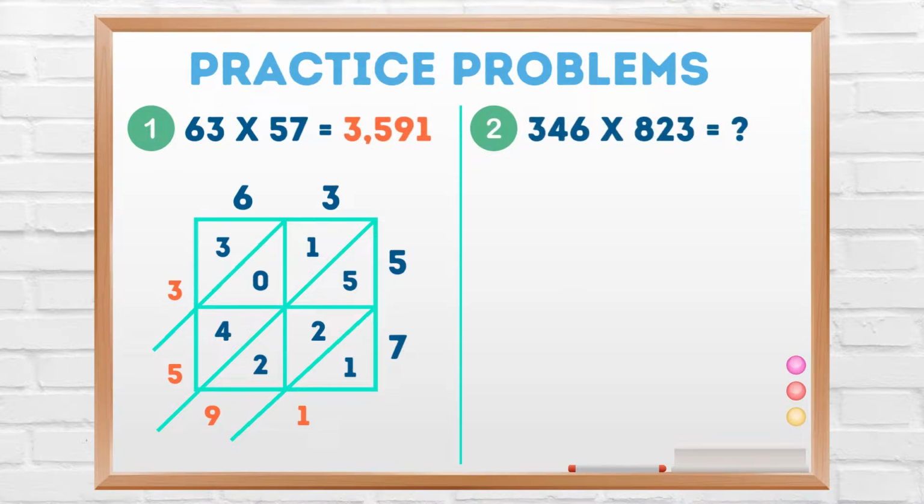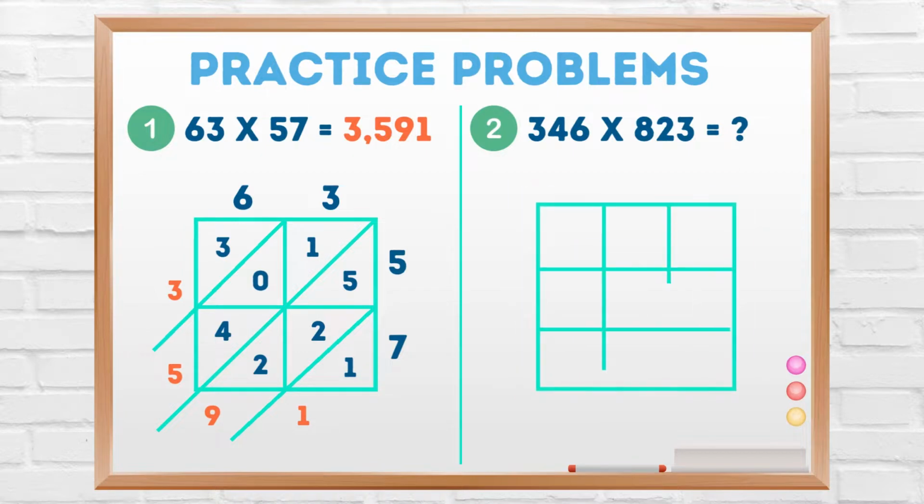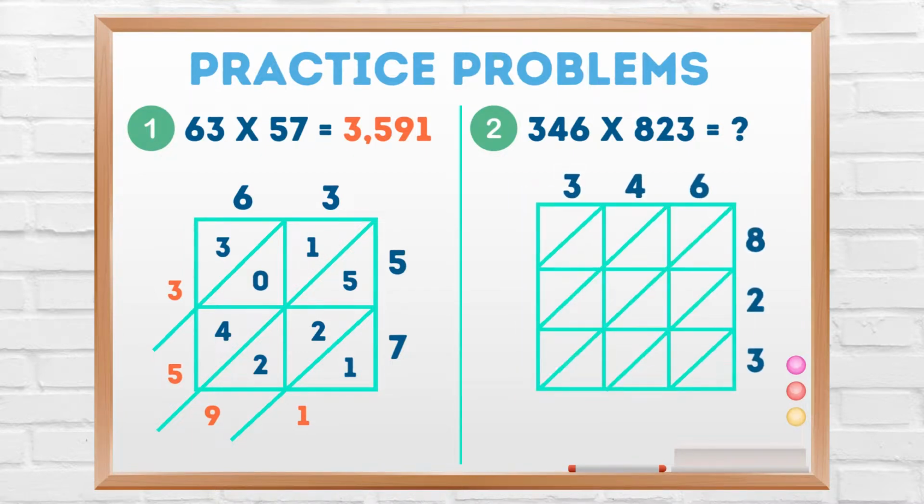Let's move on to the second practice question. Work out what 346 times 823 is using the lattice method. Pause this video and when you have worked it out, press play. Alright, so we have two 3-digit numbers, so we draw our 3x3 grid with diagonal lines, and then we label it. Now it's time to multiply. We'll start from the grid in the top left-hand corner and work our way down the rows.